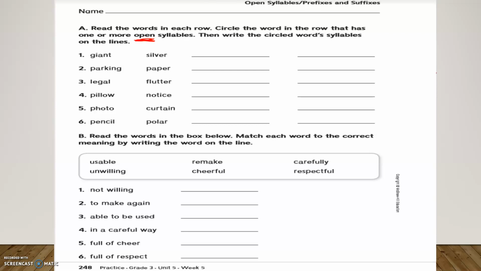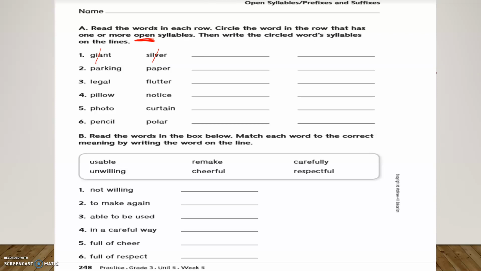Number one, we have two words. One word has an open syllable or syllables, and the second word has closed syllables. Let's decide which one is which. Giant and silver. Let's look at the two words. Giant, where should we draw the diagonal line? It should be here. Giant. Silver. Which one is the open syllable and which one is the closed syllable?